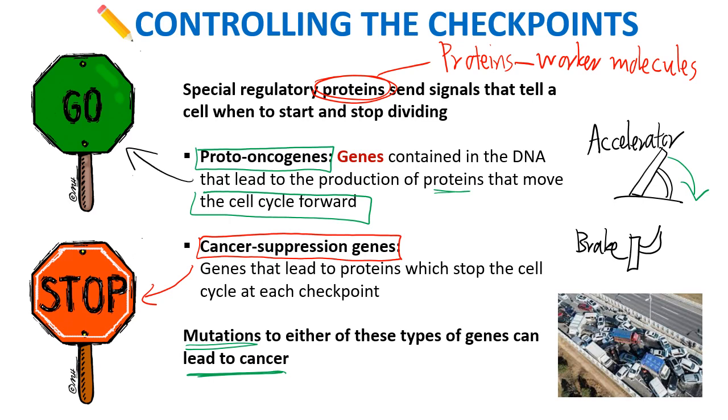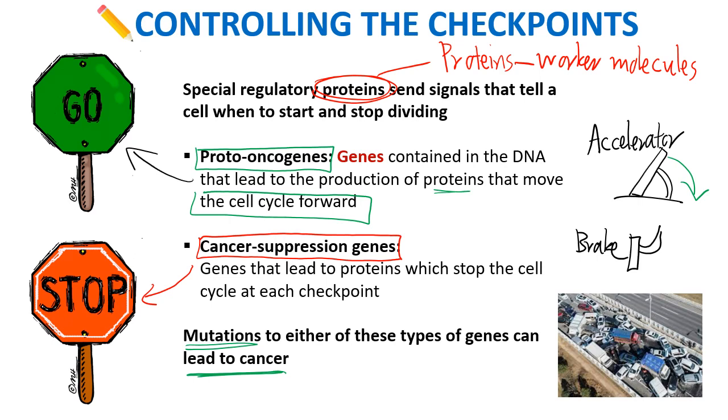And if a cancer suppression gene has a mutation in it, well then it's not going to be able to stop the cell cycle where it needs to be. So if you're in your car and your brake pedal isn't working, you can't stop when you need to, and again, you're going to go off and have a crash. So you need to be able to start the cell cycle at the right time, and you need to be able to stop it at the right time. So if these 2 categories of genes aren't working, then cancer is the end result.